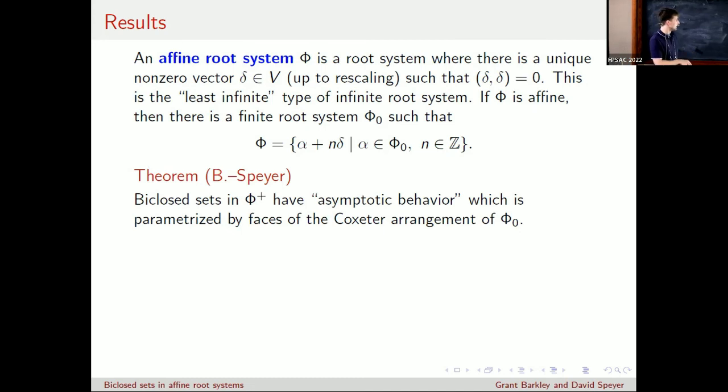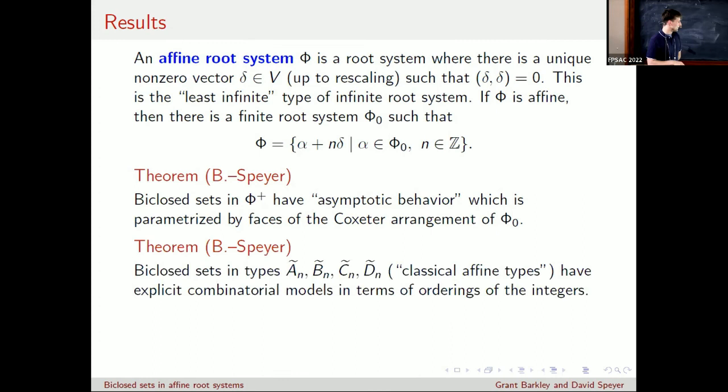One thing, biclosed sets have a nice asymptotic behavior. You can look at the behavior of a biclosed set at infinity. And if you do that, you get a nice geometric description in terms of the faces of the Coxeter arrangement for the finite type thing associated to it. There's probably some nice pictures to show, but I am about out of time, so I will hold off on that.